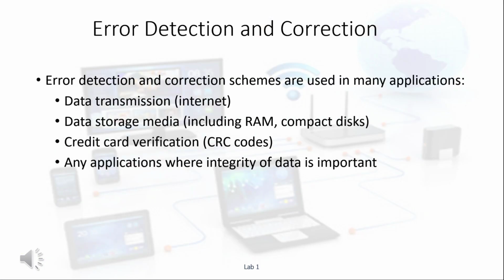There are a number of applications that require error detection and correction schemes. They include data transmission over the internet, data storage, so things like RAM have these sorts of error detection mechanisms, credit card verification like CRC codes, and any other applications where integrity of data is important.